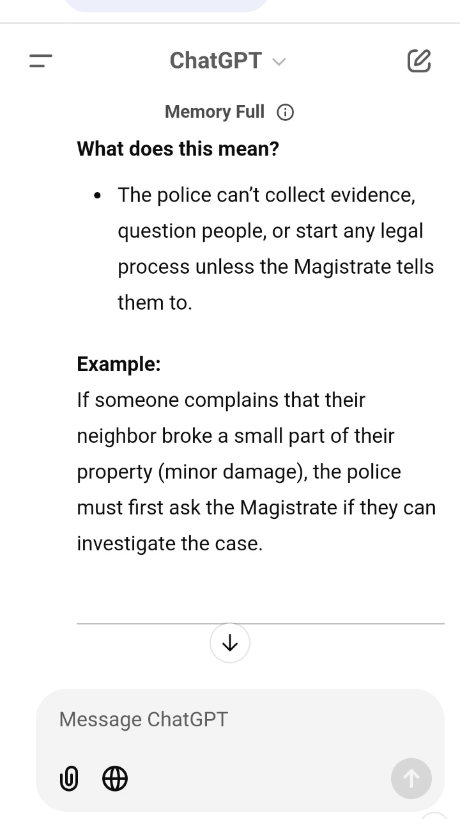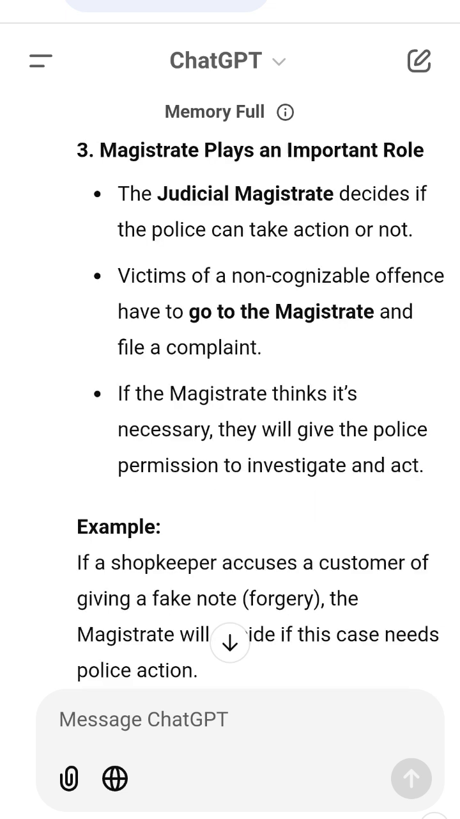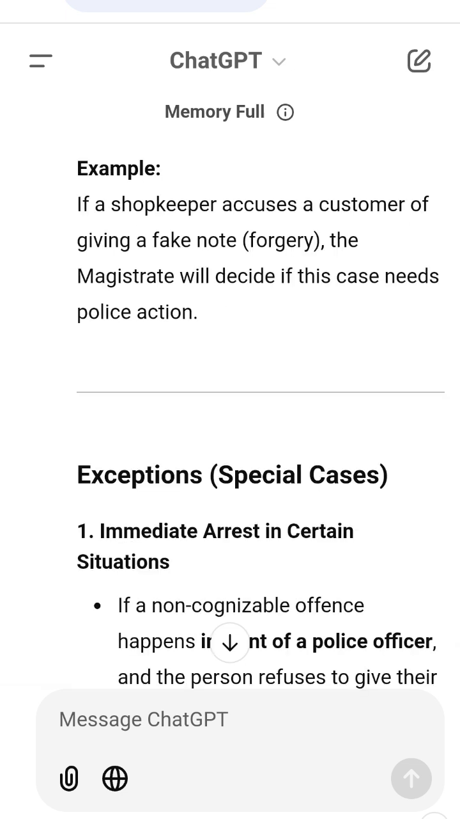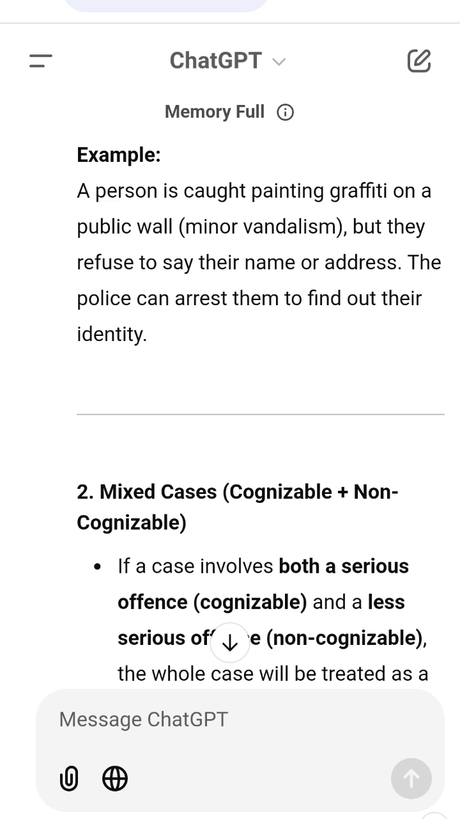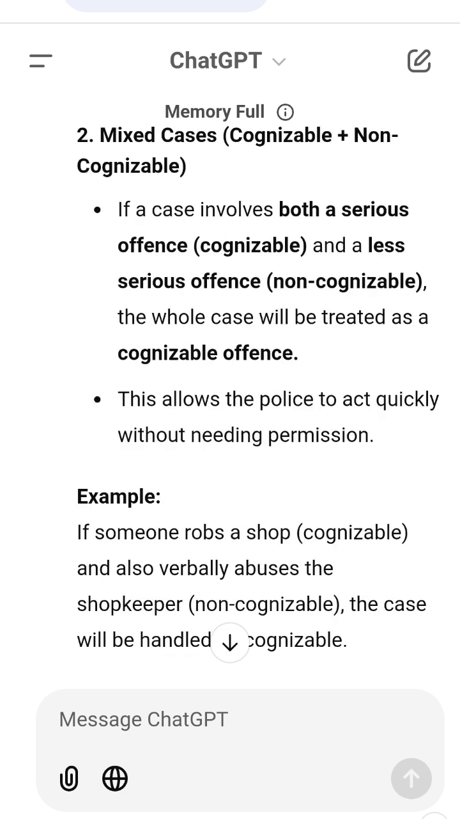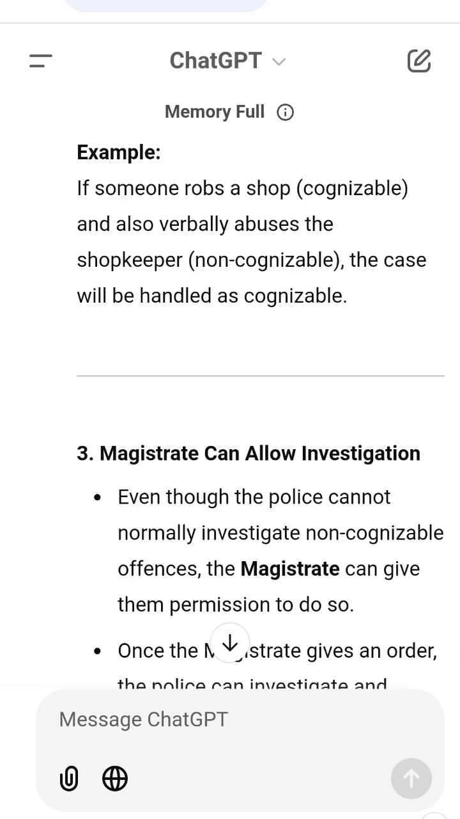What happens in a non-cognizable case? 1. Victim files a complaint. The victim reports the offence to the police. 2. Police approach the magistrate. The police ask the magistrate for permission to investigate or arrest. 3. Magistrate decides. If the magistrate feels the case is important, they give an order or warrant. 4. Police take action. After getting permission, the police investigate or arrest.